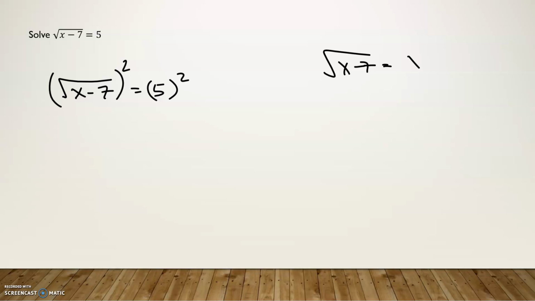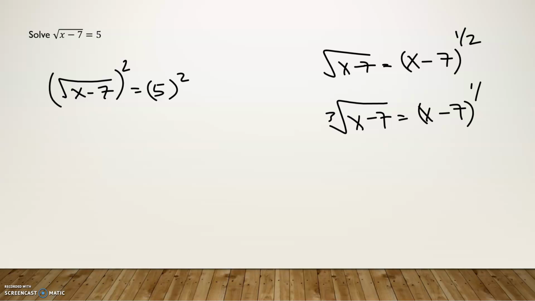as this: x minus 7, this whole thing raised to 1 over 2. That means the exact same thing. If we had the cube root of x minus 7, we could write this as x minus 7 raised to 1 over 3. Whatever the root is, that will go on the bottom.